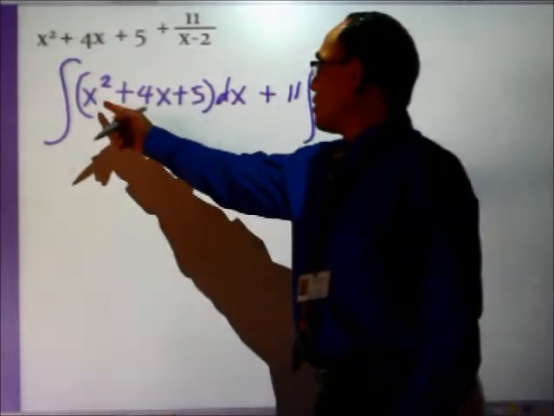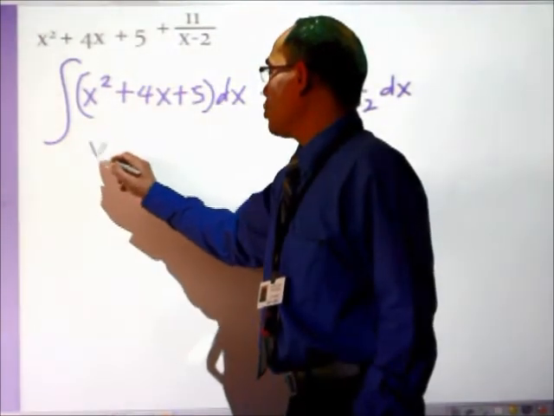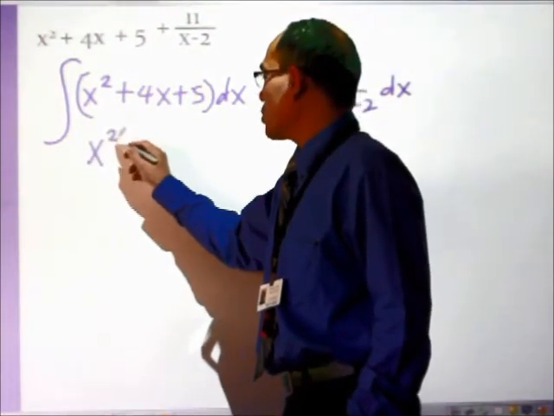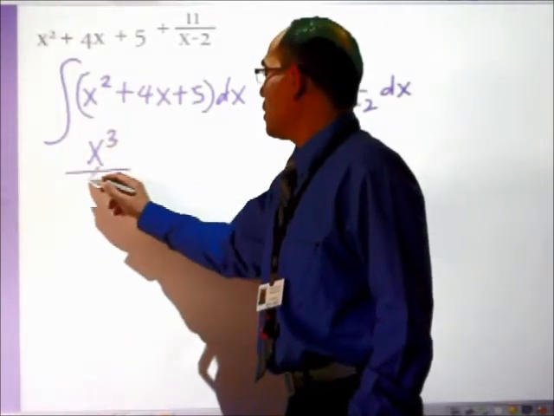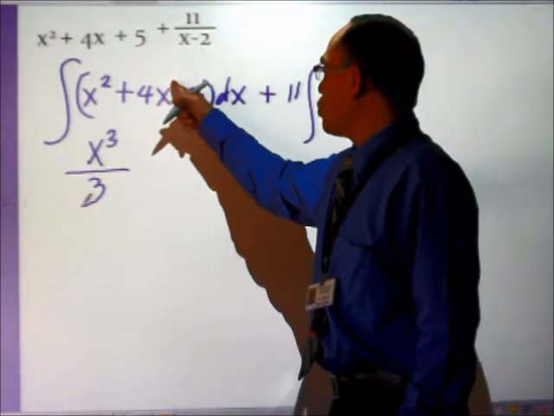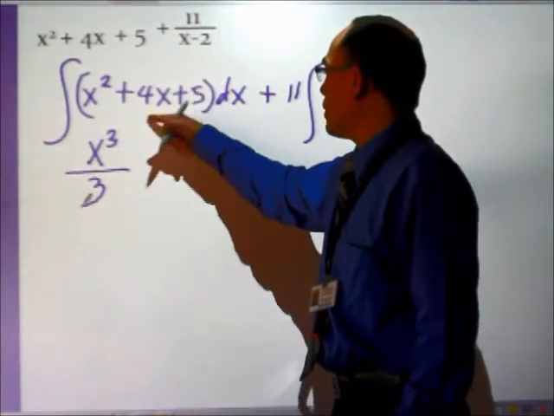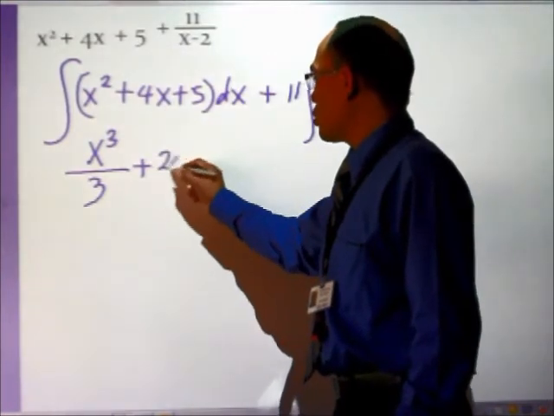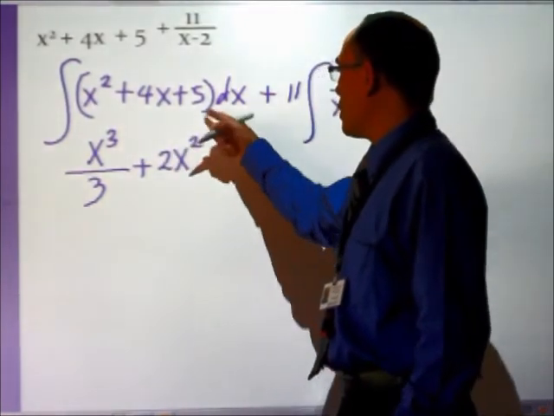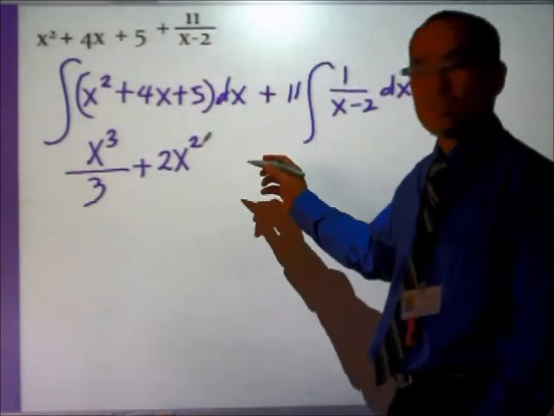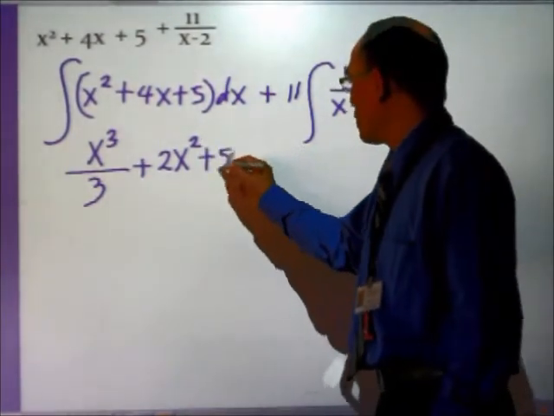Of course, the integral of x cubed is just x to the power of 3 over 3. And for 4x, the exponent here is 1 plus 1 is 2, 4 divided by 2 is 2, that is just 2x squared. And of course, the integral of 5 is just 5x.